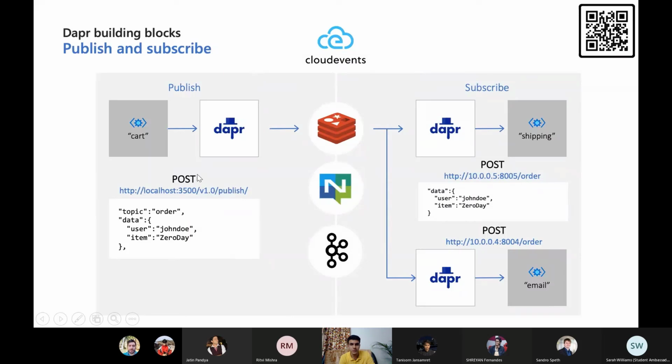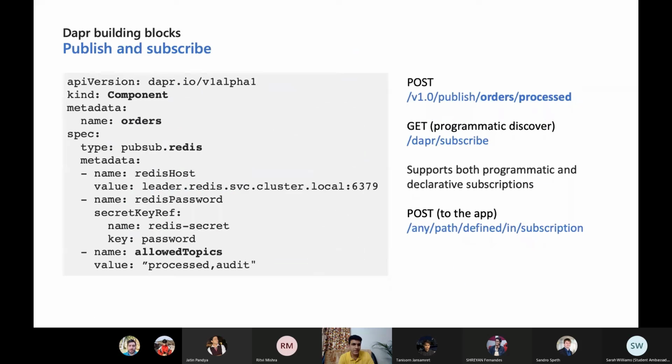Now it's publish. You can send a post request, specify what topic you want to publish your message to, and the data. And similarly, you can also subscribe to any particular topic, and then you can receive messages directly into your application. For subscribing, we have different ways to subscribe. I'll just go over them very quickly later on.